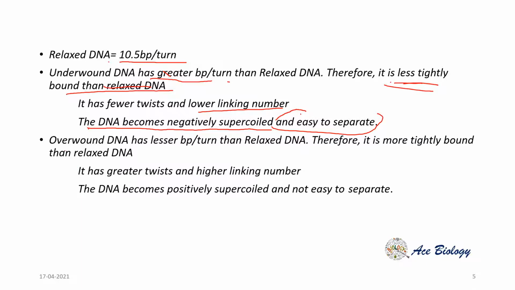In the other case, if the DNA is overwound, then it will have fewer base pairs per turn as compared to the relaxed DNA. Therefore, it will be more tightly bound. In this case, we will have a higher number of twists, due to which the linking number will also increase. Now in this case, the DNA will become positively supercoiled, and it is not easy to separate.